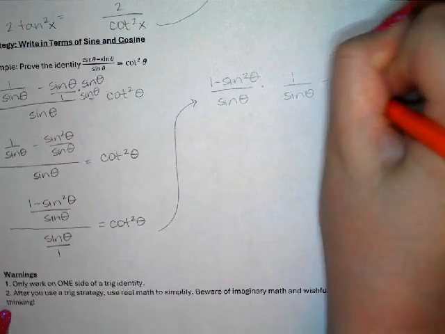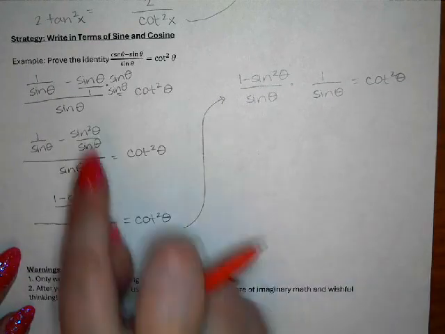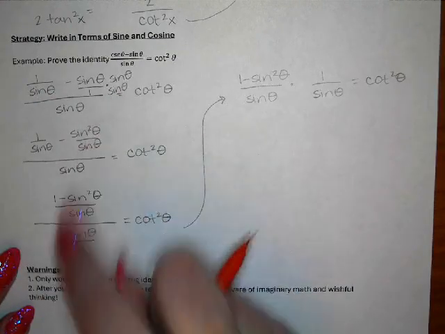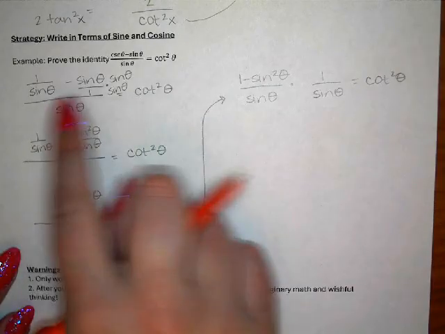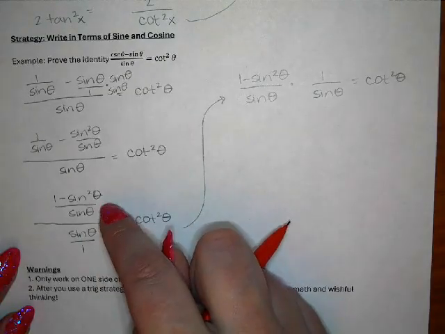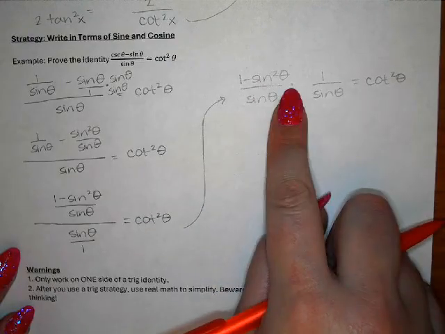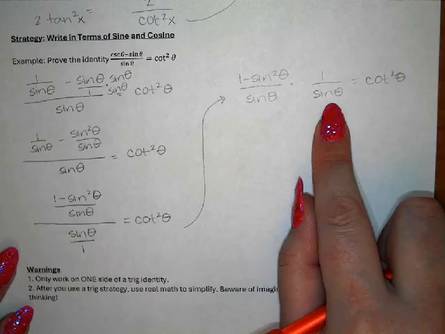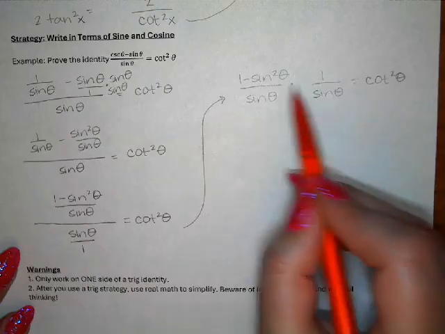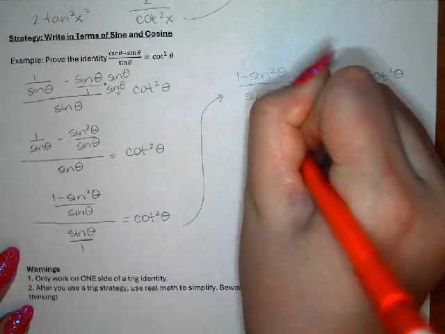And I want you guys to notice that I have not done any trig substitution since the beginning. So I have just been doing mathematically appropriate steps. I'm getting a common denominator. I'm writing this, now that I have a common denominator, as one fraction. I wrote this as a fraction so that I could keep the first fraction, change it to a multiplication problem, and multiply by the reciprocal. All right, so at this point, I'm going to multiply my fractions together. I have 1 minus sine squared times 1, which gives me 1 minus sine squared. On the bottom, I have sine times sine, which is sine squared.